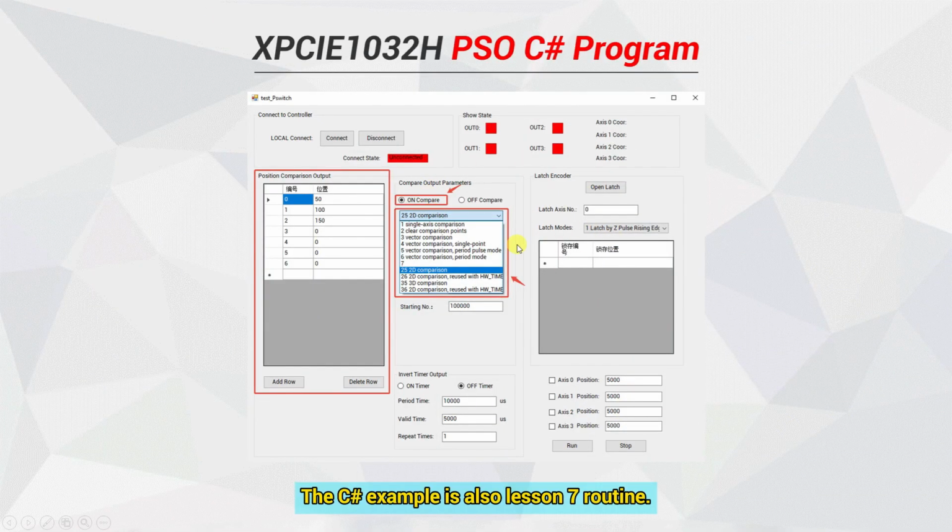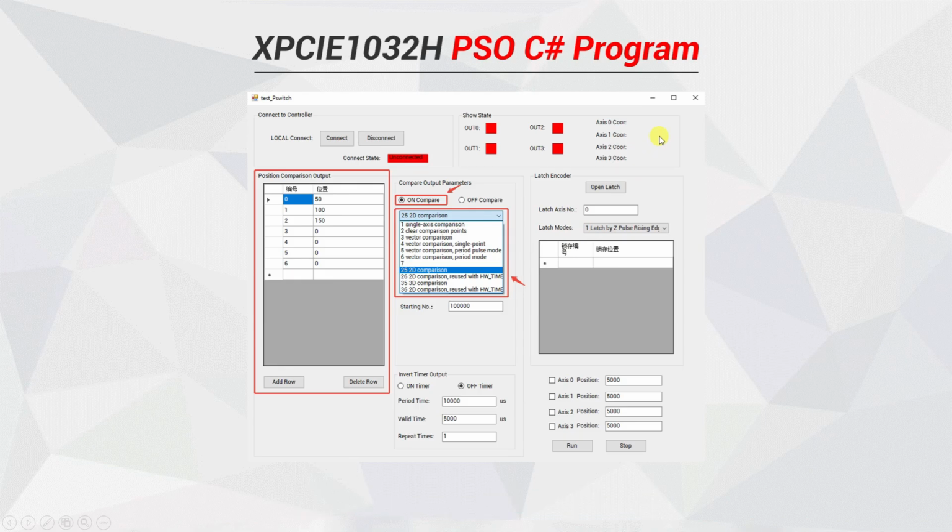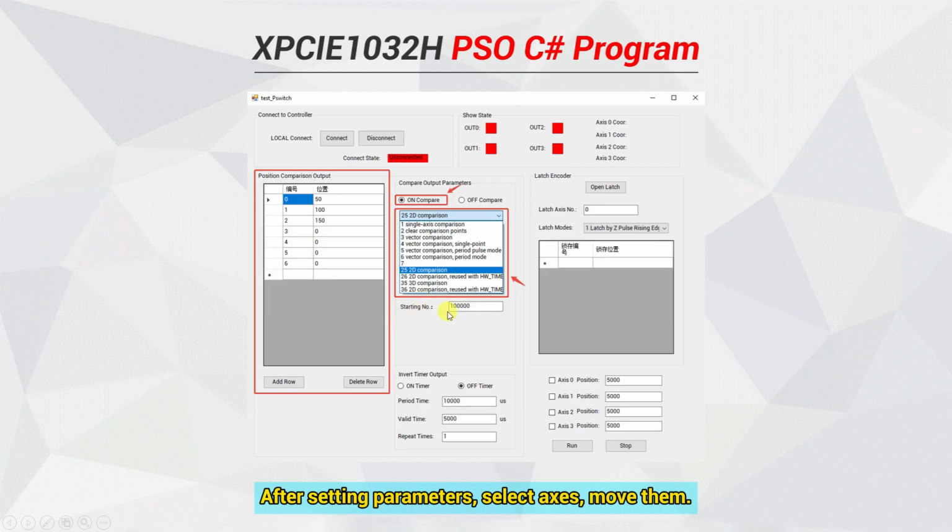The C# example is also the Lesson 7 routine. This is the UI interface. Here, open comparison and choose modes, and set comparison points into the table. After setting parameters, select axes and move them.